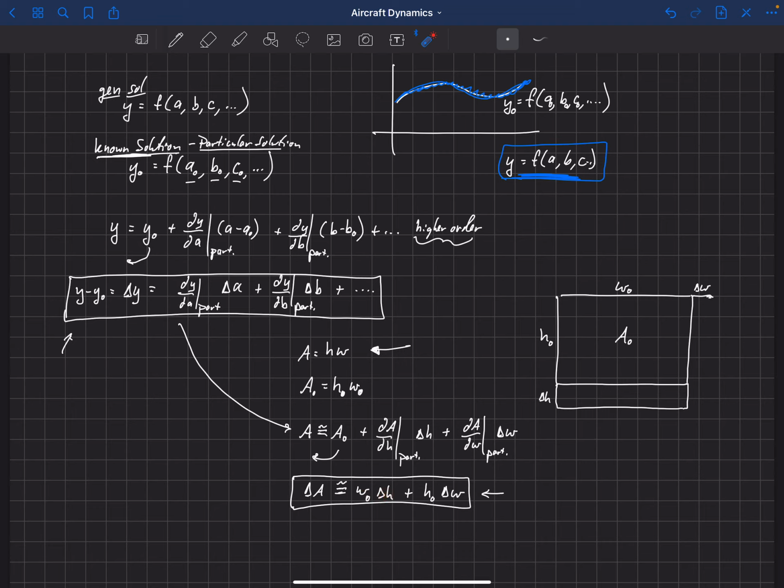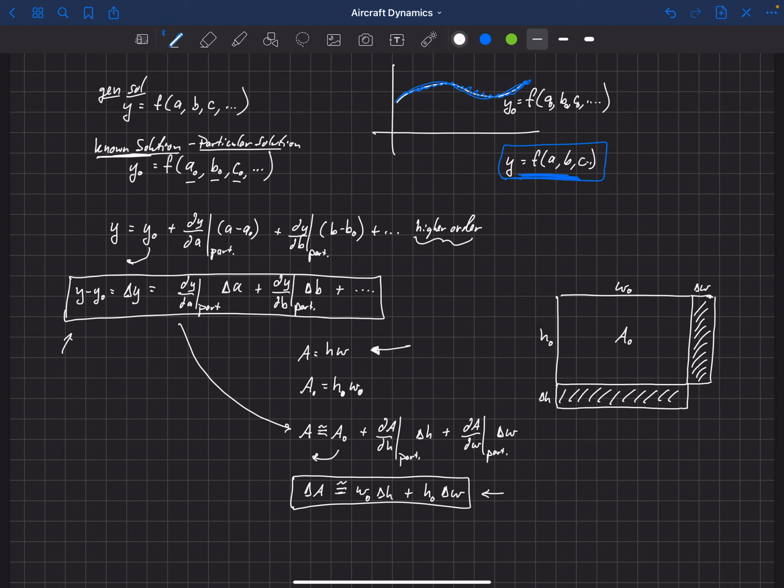So we've got W naught there, that length, times delta H. So it's going to be this area here, plus H naught, this height, times the delta W. So we can fill that in here. So that would be the estimated delta A, all of this area here. That's the linearized estimate for the total area.